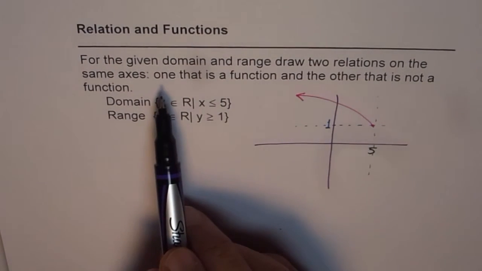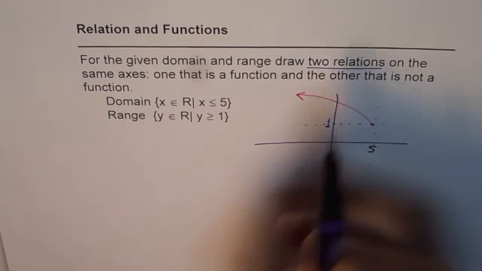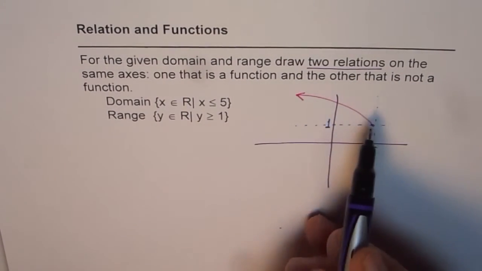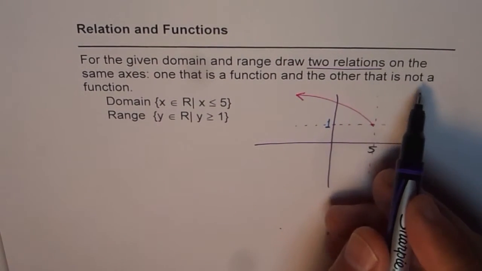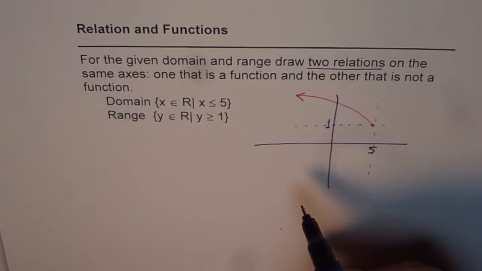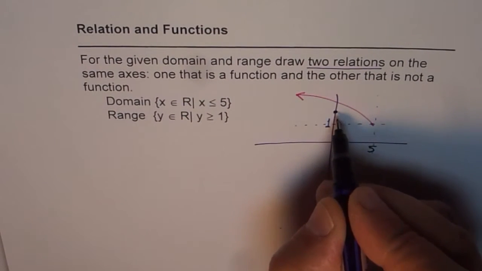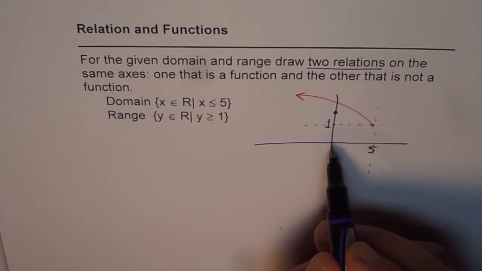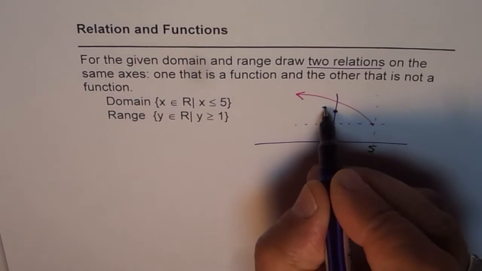We need to actually draw two relations. One that is a function, so this is the one which is the function, and the other that is not a function. Now what we can do is we can introduce some more points here. So if I introduce just one point at x equals 0, some value of y, let us say at 2, right?